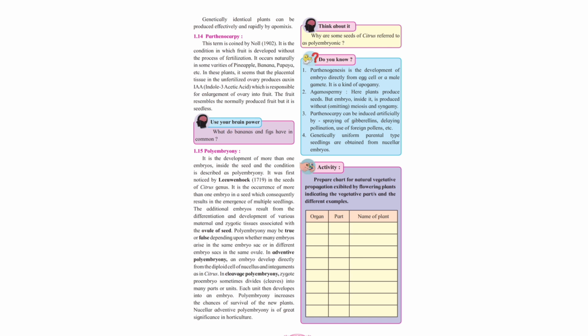Think about it / do you know? These sections pose questions about polyembryony in citrus and clarify that parthenogenesis is the development of an embryo directly from an egg, which is a kind of apomixis. It also mentions different ways polyembryony can be induced or occur naturally, e.g. genetic, foreign pollen, fertilization of nucellus cells. Activity suggests preparing a chart for natural vegetative propagation, indicating the vegetative parts and examples.